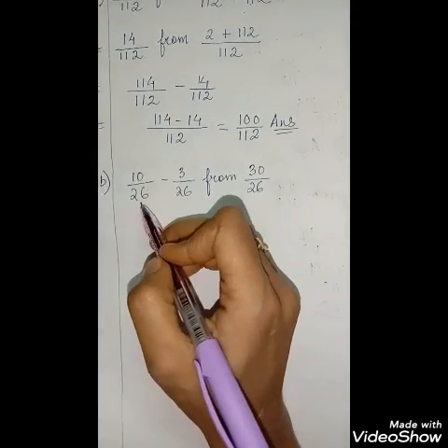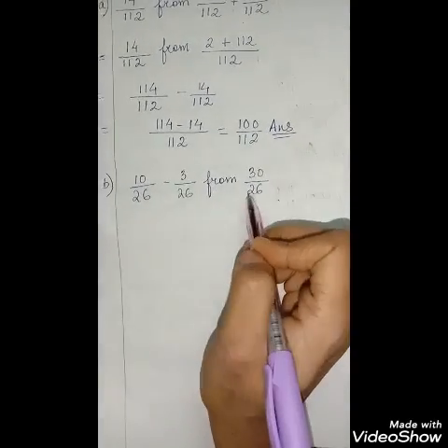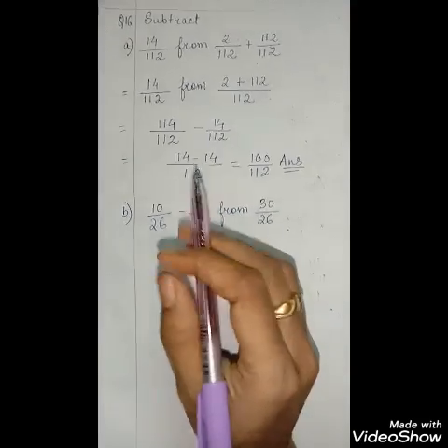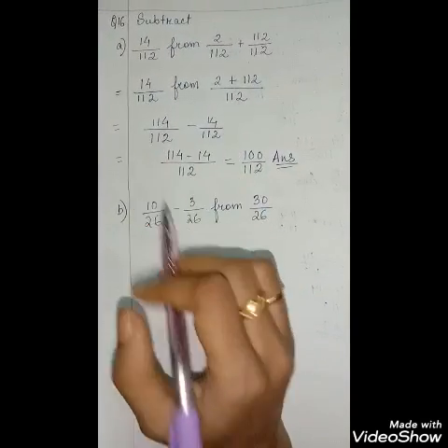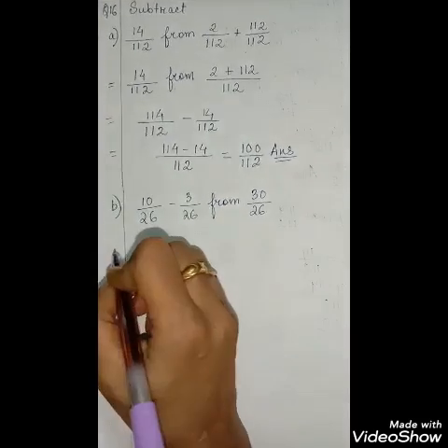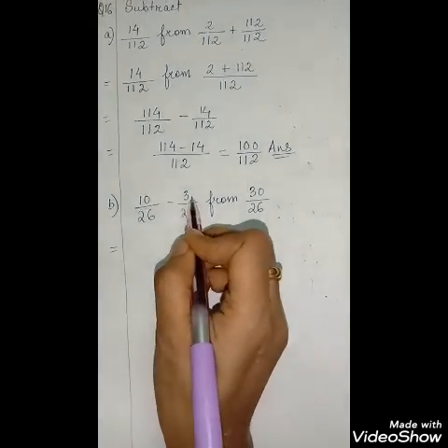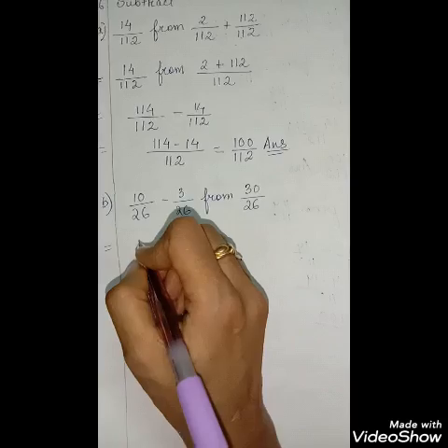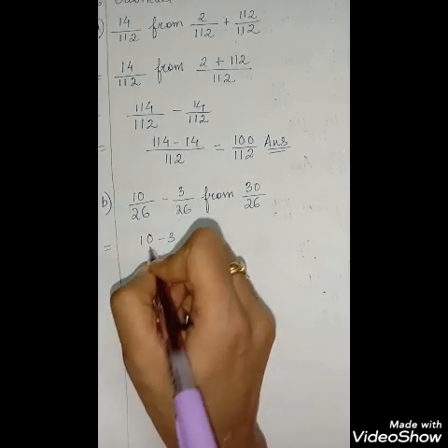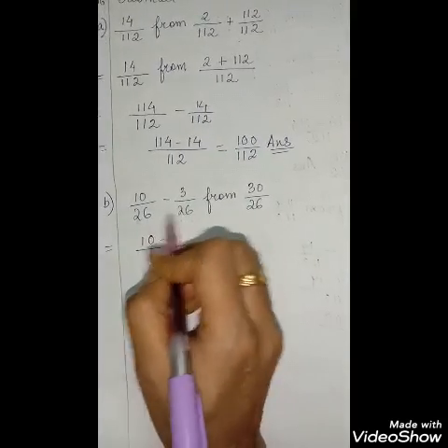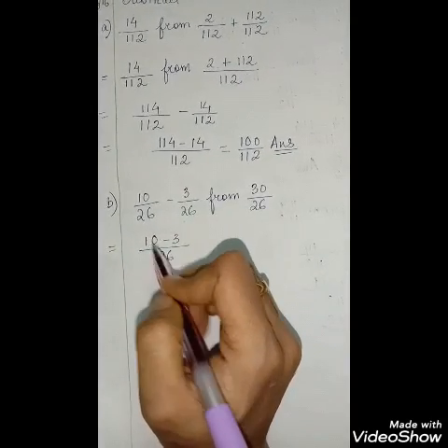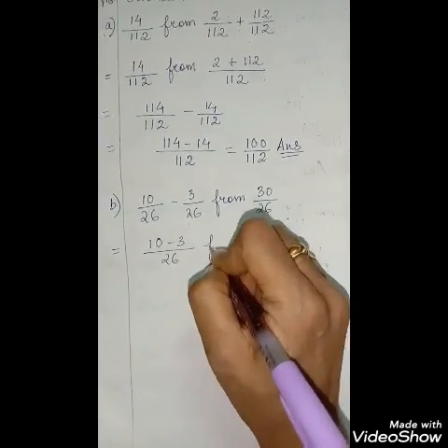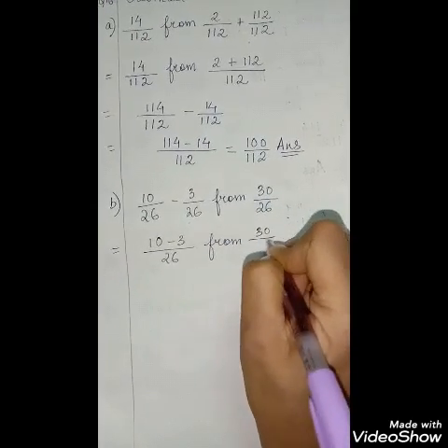Now I'll show you number B, and C you do by yourself. Number B, 10 by 26 minus 3 by 26 from 30 by 26. You have to do subtraction. So how are you going to do this? Earlier, number A had addition and subtraction. Now number B is only subtraction. So first we will do this part: 10 minus 3 by 26. Why? Because the denominators are the same, like fractions. So we take 26 as common, and we will subtract the numerators.